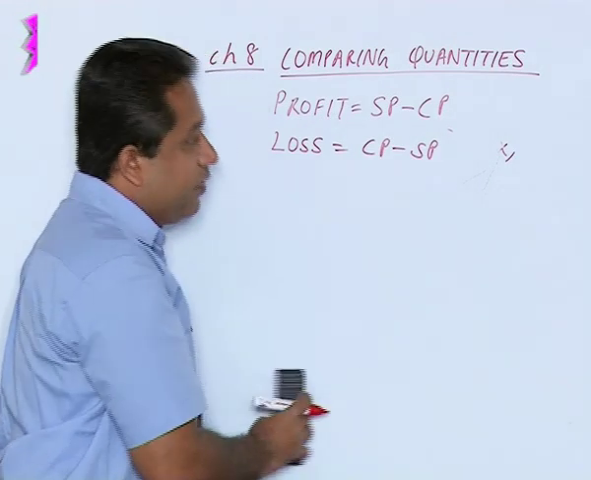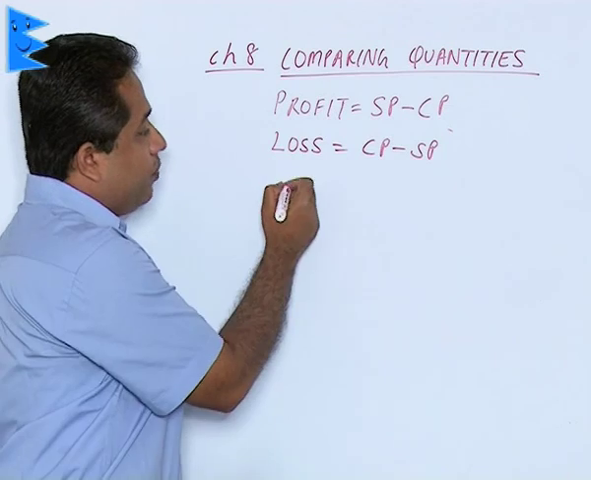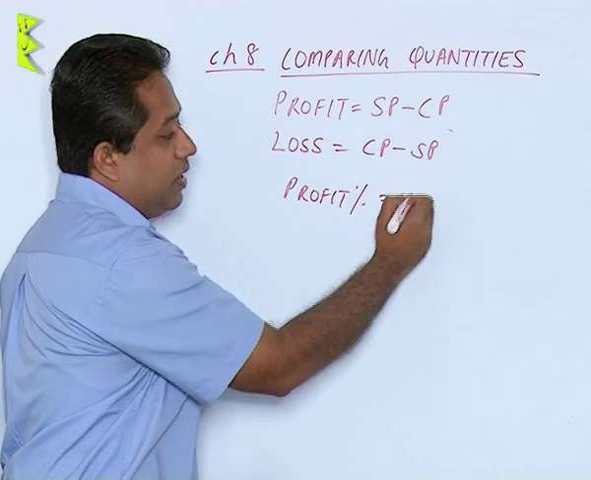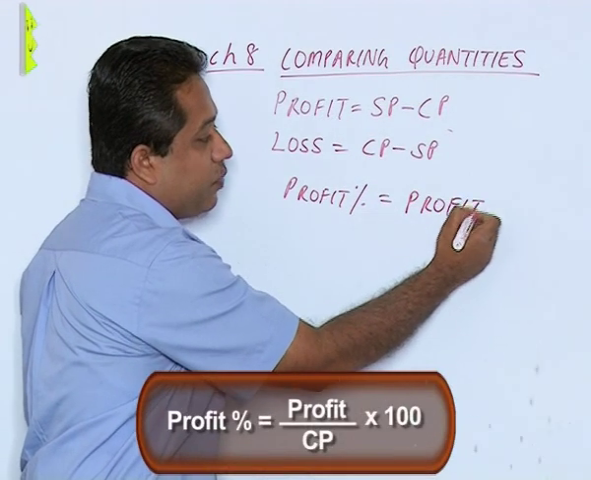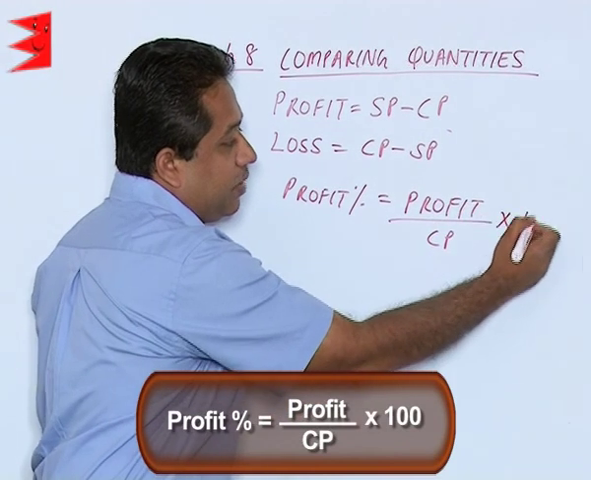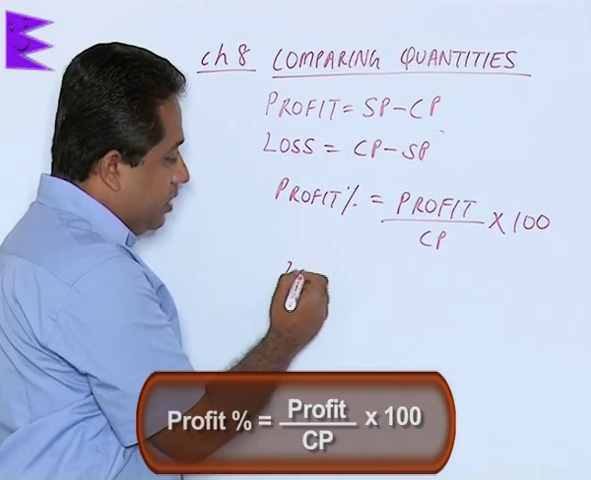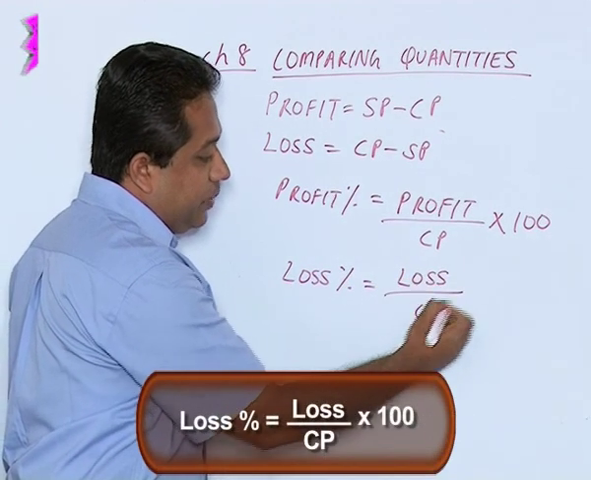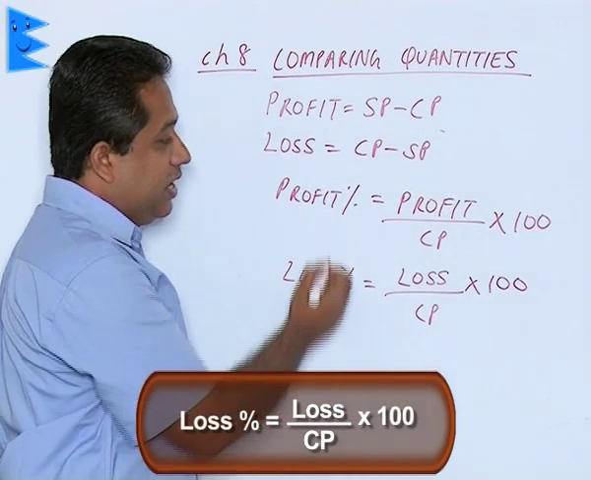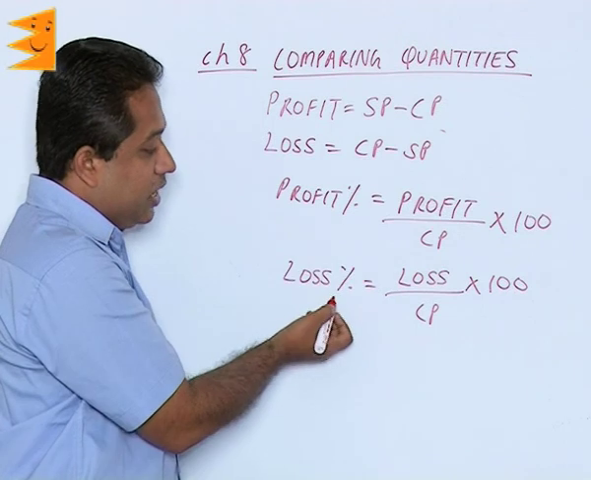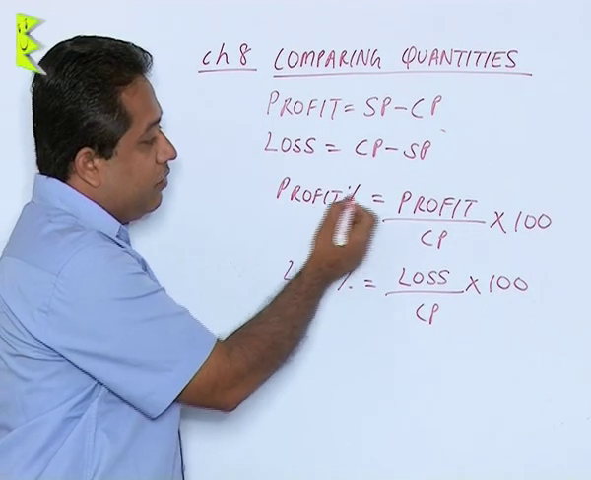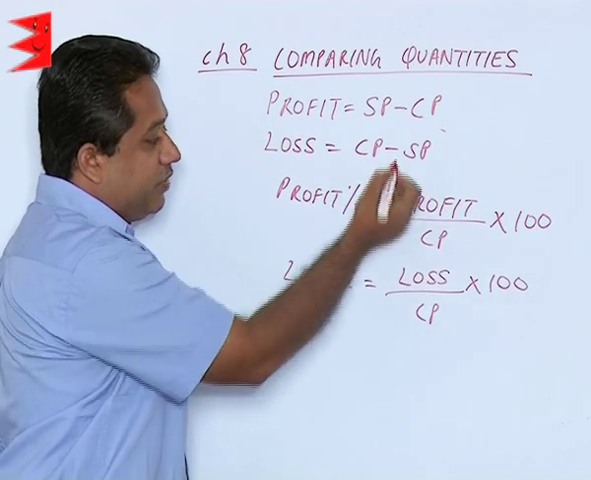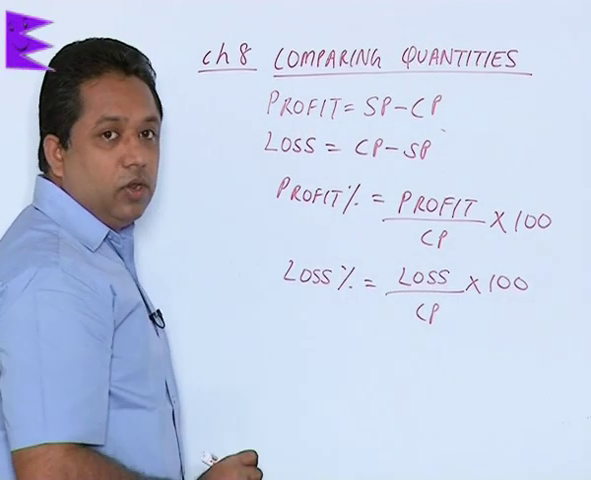Now how do you find the profit percent and loss percent? Profit percent can be found out by first finding out the profit, then using the formula: profit percent is profit upon the cost price multiplied by 100. And similarly, the loss percent can be found out by using the formula loss upon CP multiplied by 100. So we have two formulas here, one for profit percent and one for loss percent. Here, first of all, the profit has to be calculated, the cost price is given to us, and here the loss has to be calculated first, and then we will apply the formula to get loss percent.